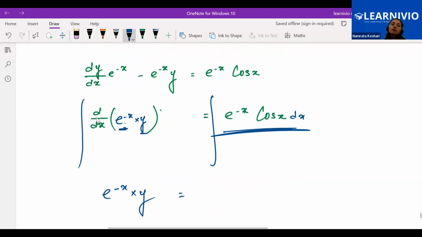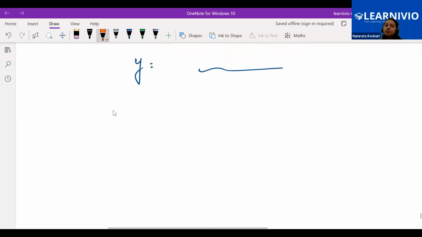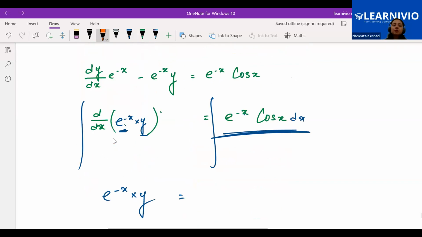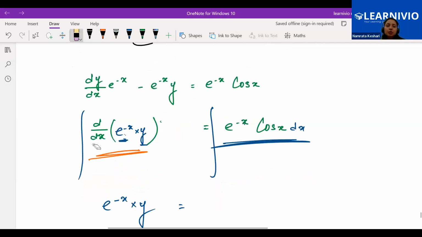So what I am saying is that you can also write directly that y into your integrating factor is equal to the integration of Q into your integrating factor dx. This you can directly write after finding the integrating factor. But from where exactly did this come? So better you do this much and do it step by step. Don't skip the steps.